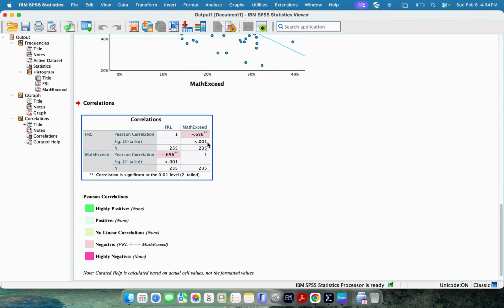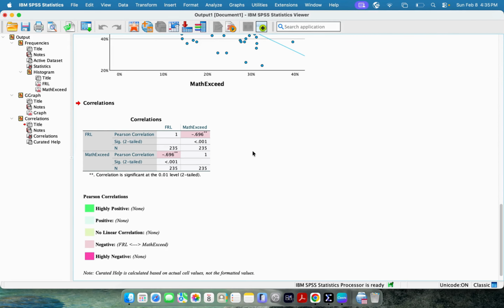Because the p-value is less than 0.05, this relationship is statistically significant, meaning it is very unlikely to have occurred by chance. The negative value of the correlation coefficient indicates an inverse relationship, meaning that as the percentage of students receiving free or reduced lunch increases, the percentage of students scoring at the exceeding level in math decreases. The magnitude of the correlation coefficient, negative 0.696, indicates a strong relationship between these two variables.